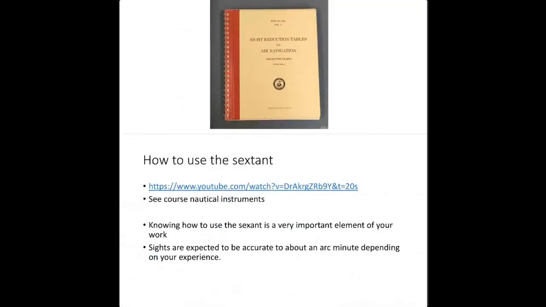Well, you see that the observation that you do with your sextant in this whole process is very important. You've learned how to use the nautical instruments in the course of the second year, I think. The first year you have learned, or you will learn, how to use the sextant, how to correct the sextant, how to correct the mirrors, etc. If you want to learn more about this, or review this again, you should maybe check out this YouTube video, because it's actually an essential element of your work.